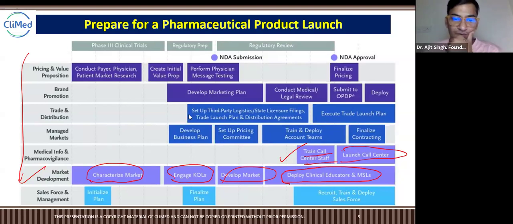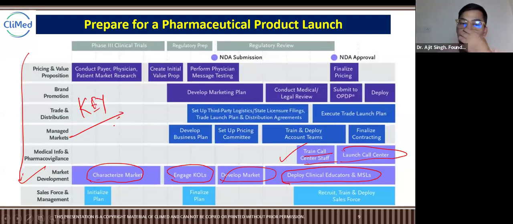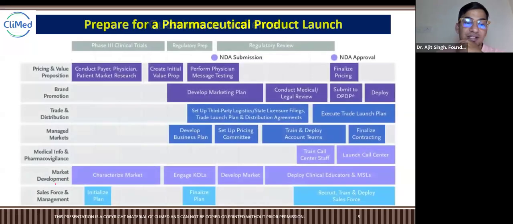KOLs. What is KOL? Yes. MSLs are medical scientific liaisons. Okay, medical science liaison, fine. Then what is KOL? Yes, KOL. Tell me, guys. K stands for key. Key opinion leaders. Absolutely. KOL is nothing but key opinion leaders.